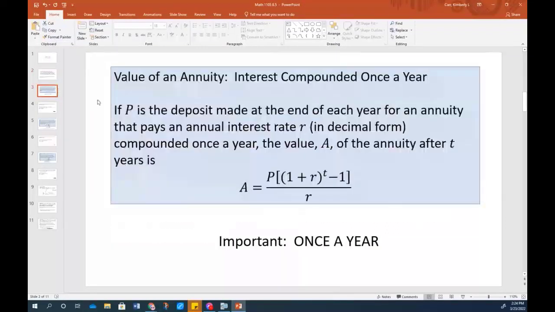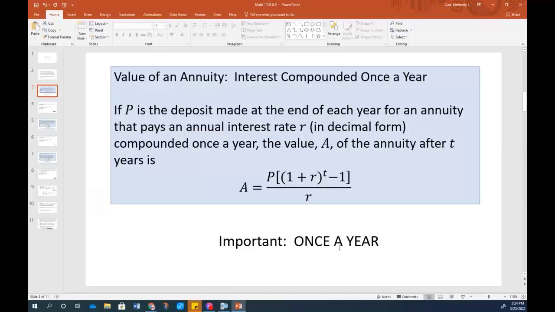So now let's look at what annuity payments really are. On the value of annuity, there is a deposit, P, made at the end of each year for an annuity, and that pays an annual interest rate of R, which is again in decimal form, compounded once a year. Then the value of the annuity after T years is. A is your value. It's kind of like your amount, right? P is your periodic deposit, though. It's not principal like it was before. It's how much you are putting in at the end of each year. R is your interest rate, and T is the number of years you're going to leave it there.